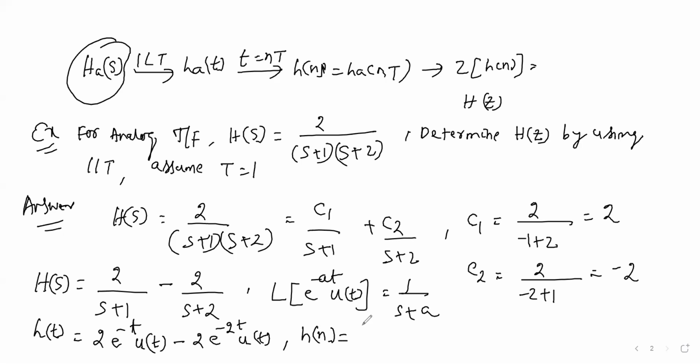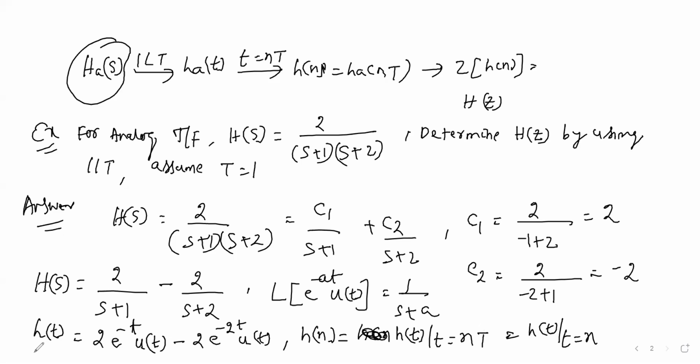h of n is... h of s is already there, no? Okay, no problem. How to find h of n? h of n is h of t at t equals nT. What is the value of capital T? Capital T is 1. Simply, h of n equals h of t at t equals n.